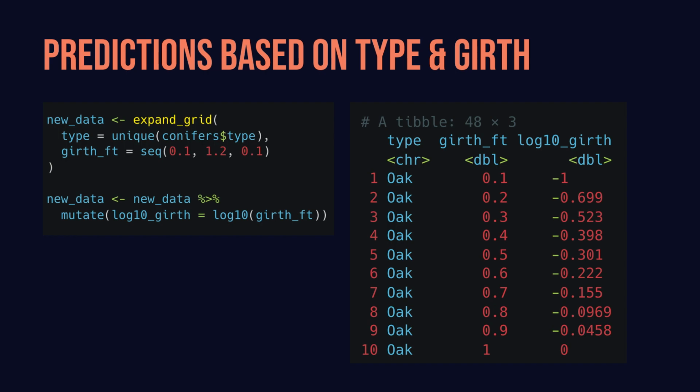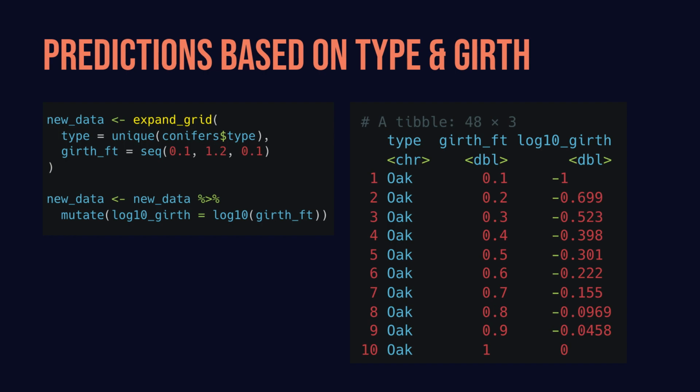Let's make some predictions. As we have seen before, for predictions, we need to put our new data in a table or a data frame. In this case, we have 2 explanatory variables, type and girth. So we need to make a table that contains 2 columns, one with the type values and the other one with the girth values. The expand_grid function from the dplyr package is really helpful here. It returns all combinations of its inputs.